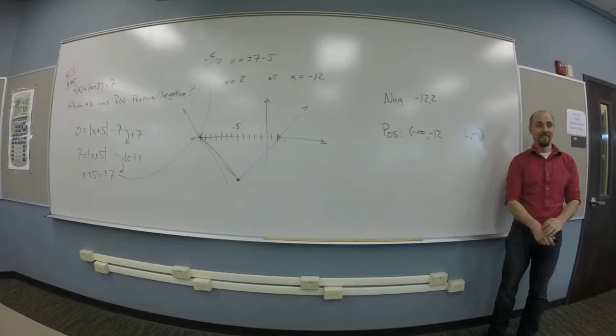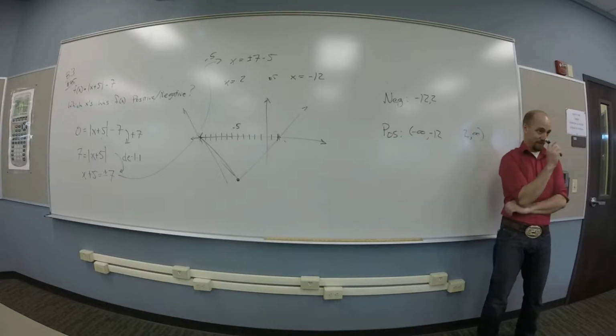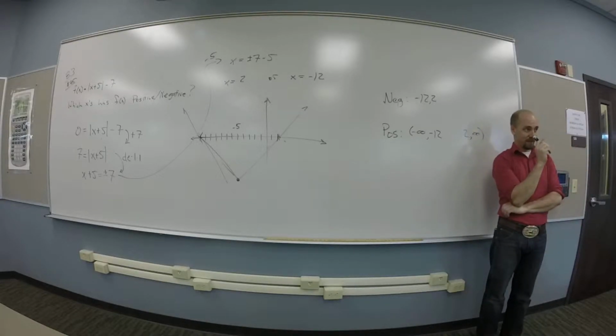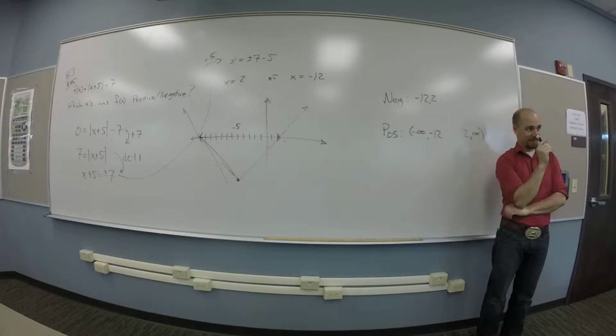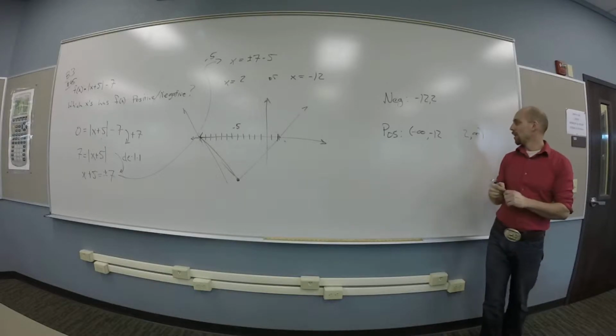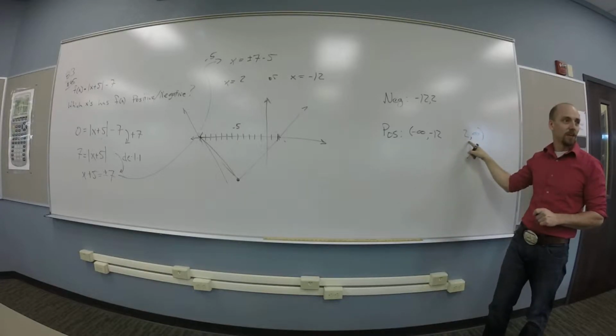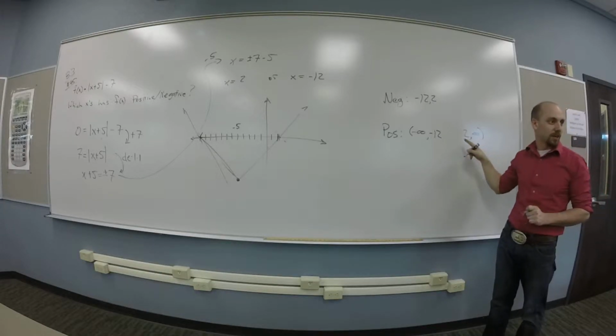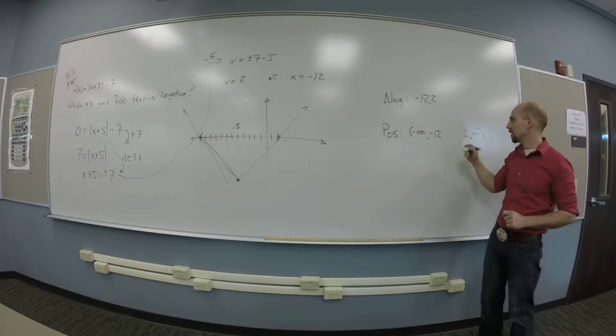Close bracket. All of them are closed. Why? Because it's including those points. Yeah, and just leaving out the union symbol. So I want to stick these two intervals together, right? Everybody with me on that? So what symbol do I use to stick intervals together? Union. Yeah, union.